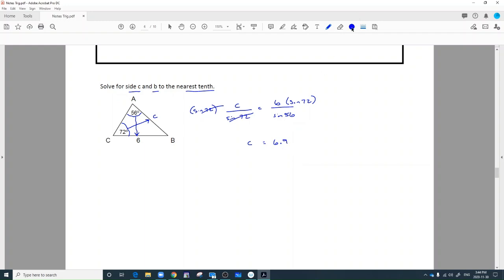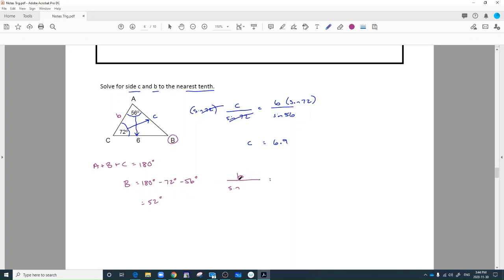So now I want you to use the same triangle, but this time I want you to solve for side B. So B is to angle B, but we don't know angle B. But we do know a rule. Angles in a triangle add up to 180 degrees. So A plus B plus C is going to equal 180 degrees. So if I'm trying to solve for angle B, I'm going to take 180 degrees and subtract the other two angles, so minus 72 and minus 56. So angle B is 52 degrees.